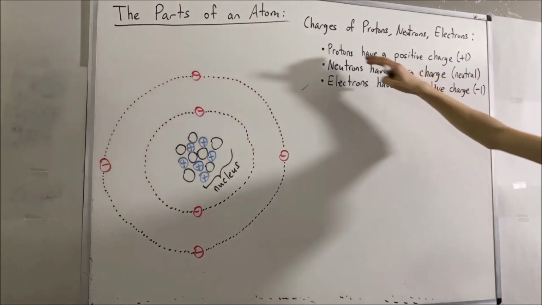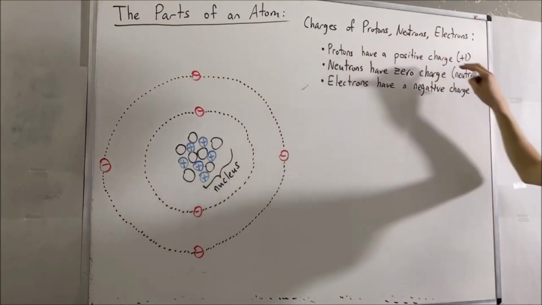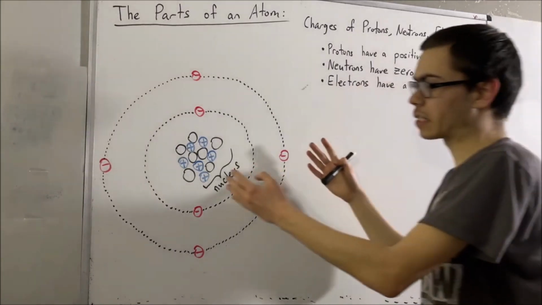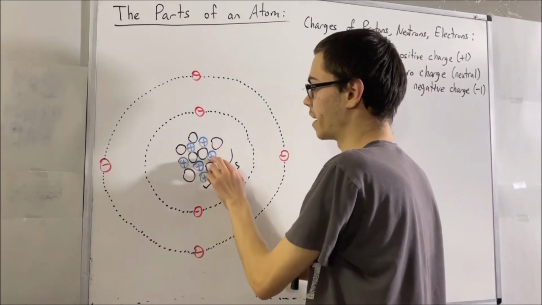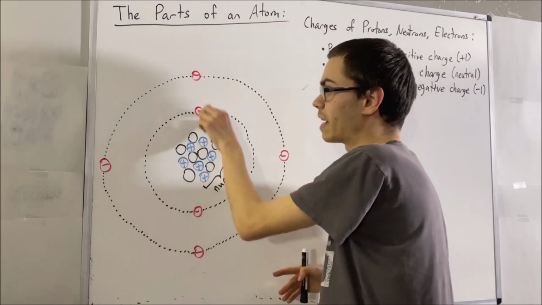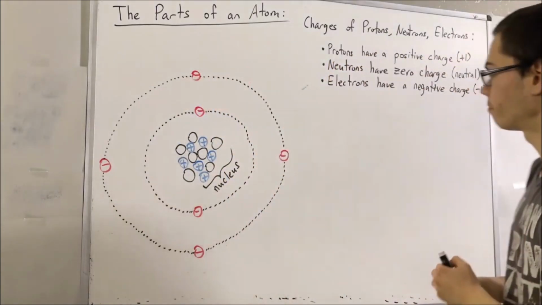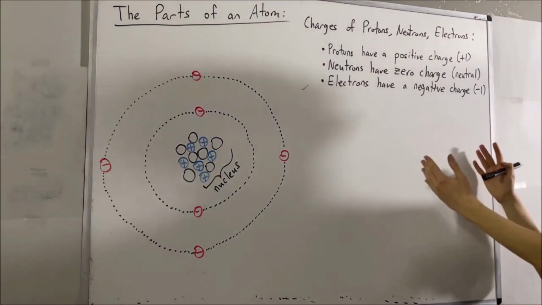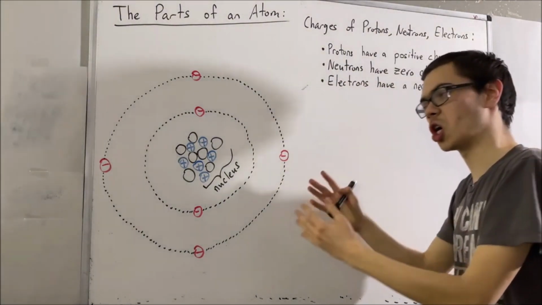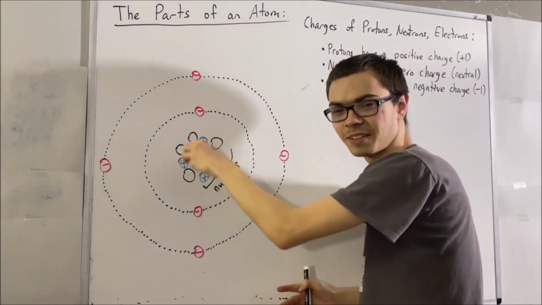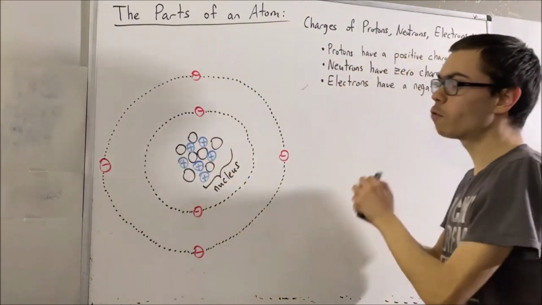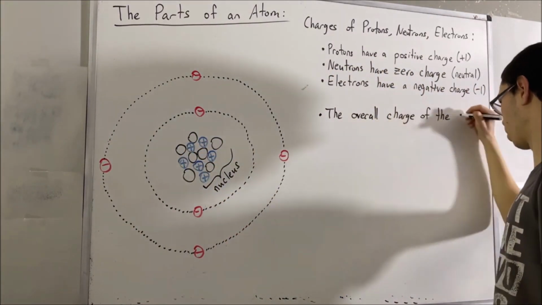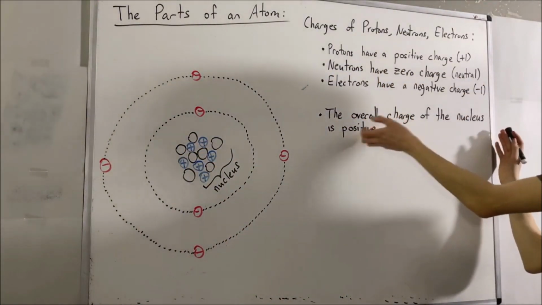And so, as you can see, protons positive, neutrons neutral, electrons negative. And that reflects why I put a plus sign with protons and a minus sign with the electrons. Right, it has to do with what their charges are. Now, putting this all together, what is the overall charge of the nucleus? It turns out the overall charge of the nucleus is positive. Okay, but why is this true?